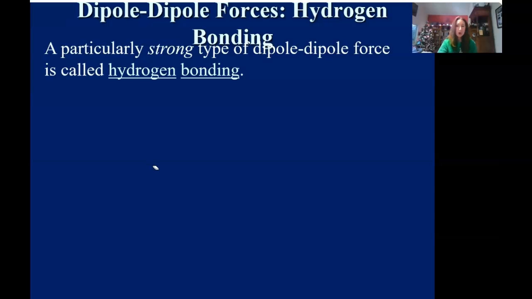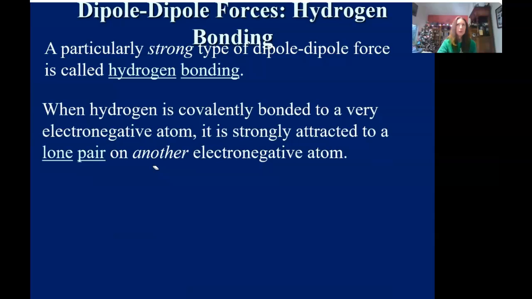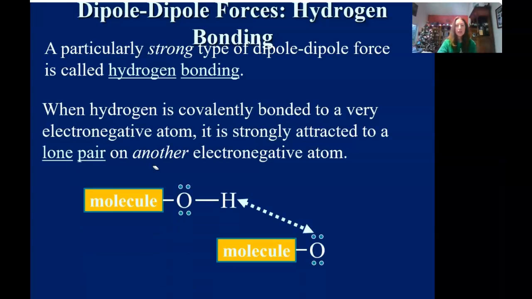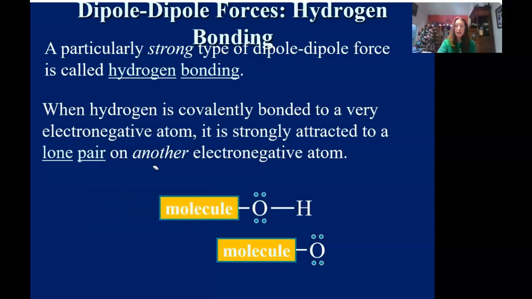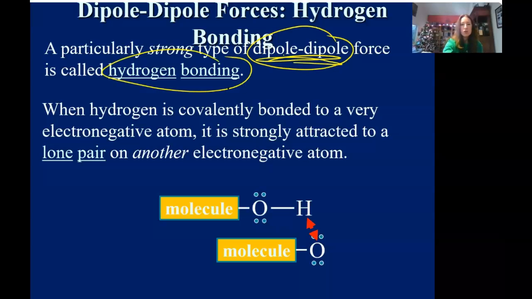Now, a super, super strong dipole, which is still a dipole, is called hydrogen bonding, which isn't actually a bond, but we call it hydrogen bonding. It's a very poor name. It's just a super strong dipole-dipole. This happens with hydrogen and a really electronegative atom like oxygen or fluorine. So hydrogen bonding is just really strong dipole-dipole. Just remember, they're the same thing. This one's just extra, extra strong.